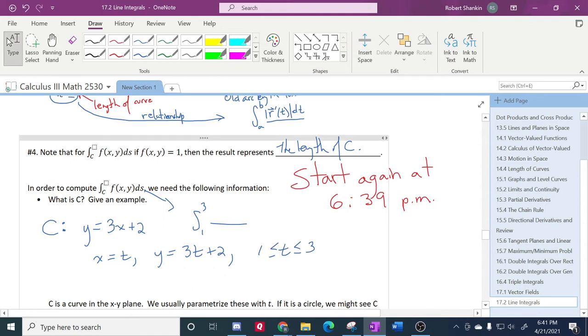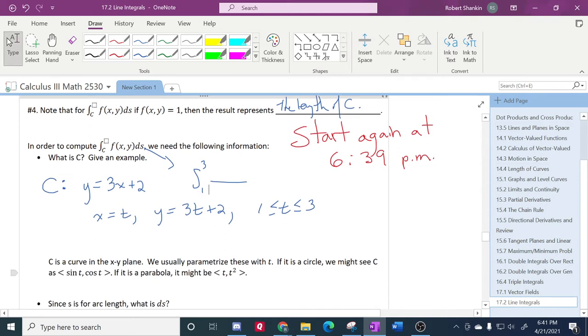And so, C is a curve in the xy plane. We usually parameterize these with t. If it's a circle, we might see C as sine of t, cosine t. Now, that's the same as saying x equals sine of t, y equals cosine t. And then x squared plus y squared equals 1 is the equation of the circle. If it's a parabola, it might be x is t and y is t squared, something like this.